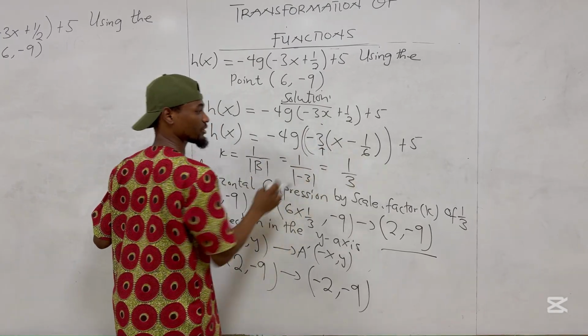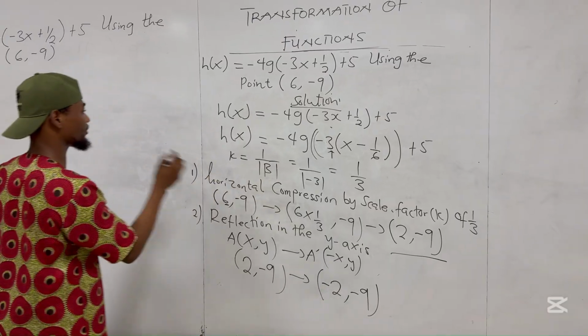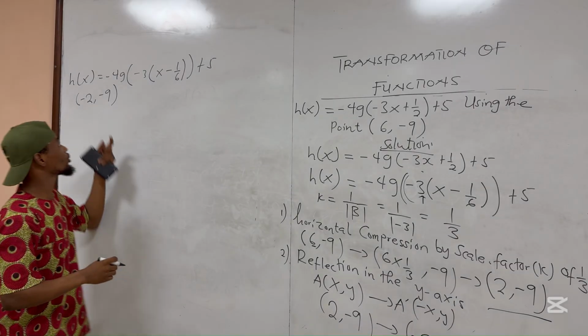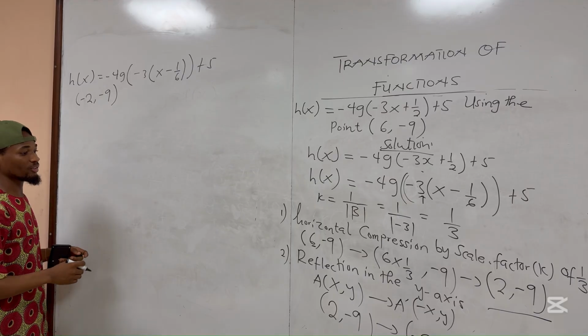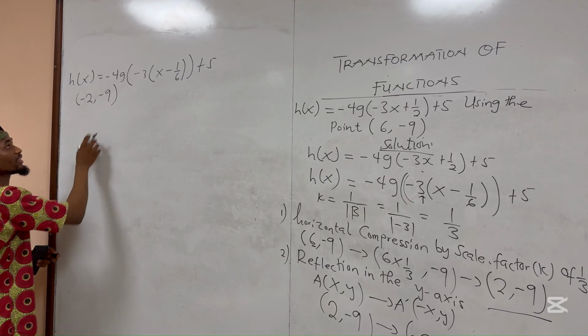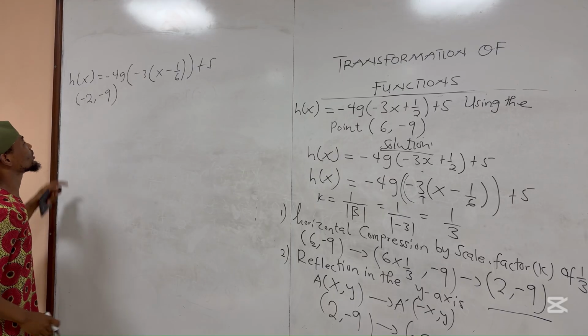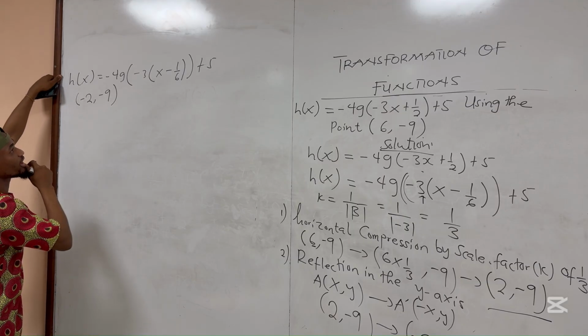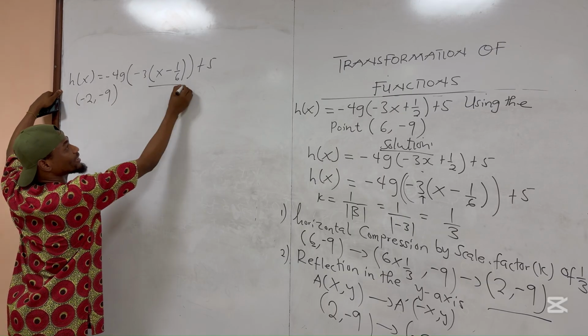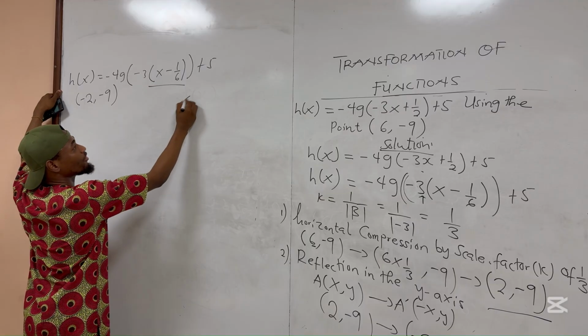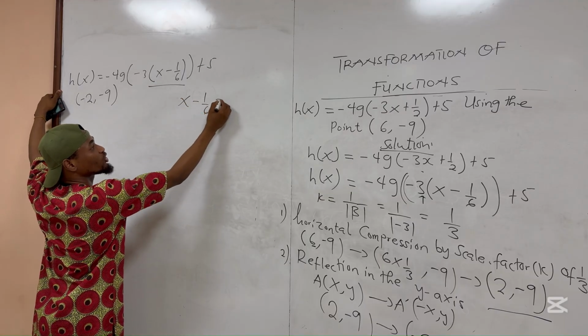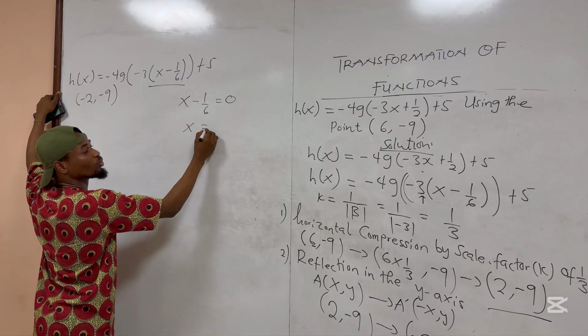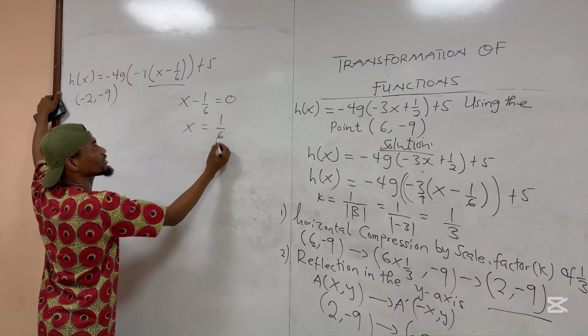So let's come here. We have this. So that's reflection in the y-axis gives this coordinate. Okay, so what are we supposed to do next? We are now going to tackle this. Is that okay? So we said we have x minus 1 over 6. We equate it to 0. We have x is equal to positive 1 on 6.